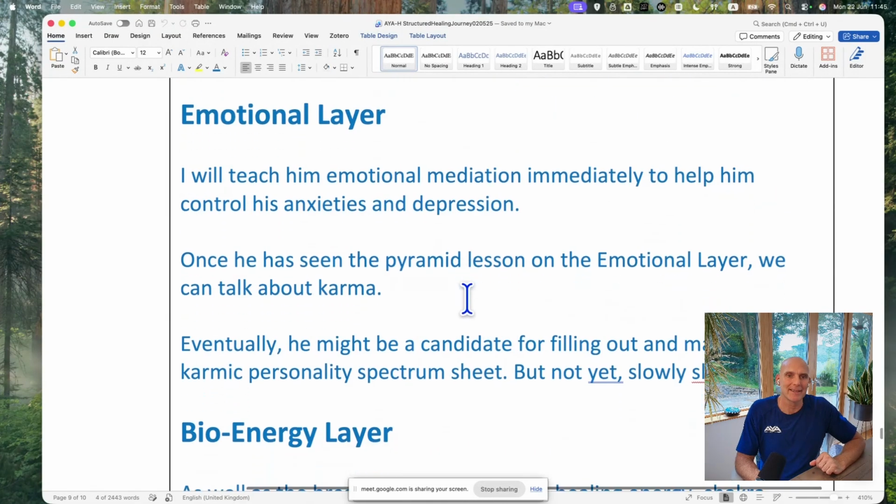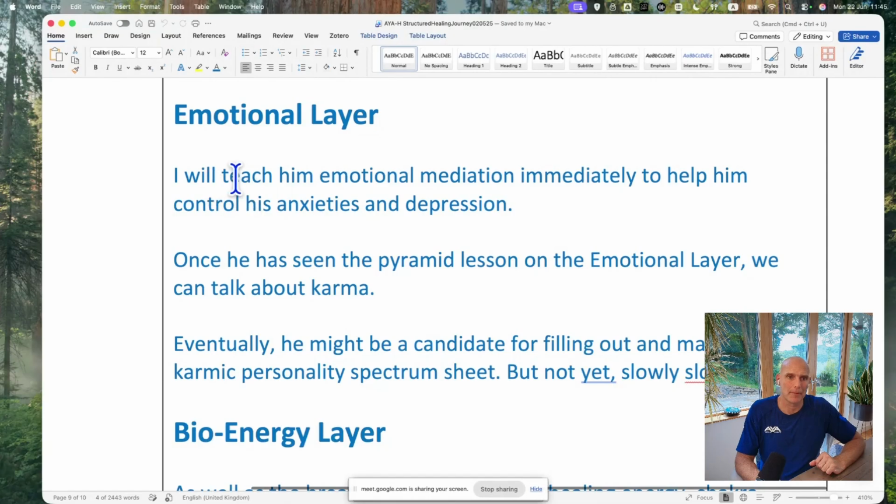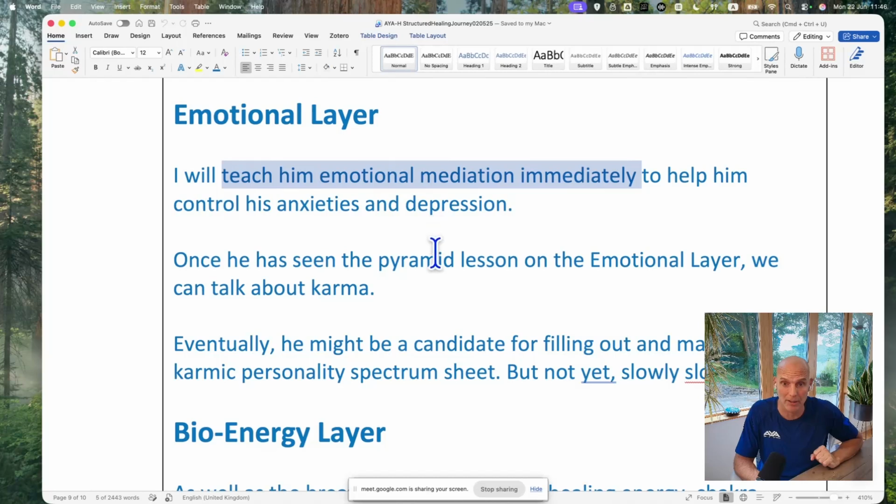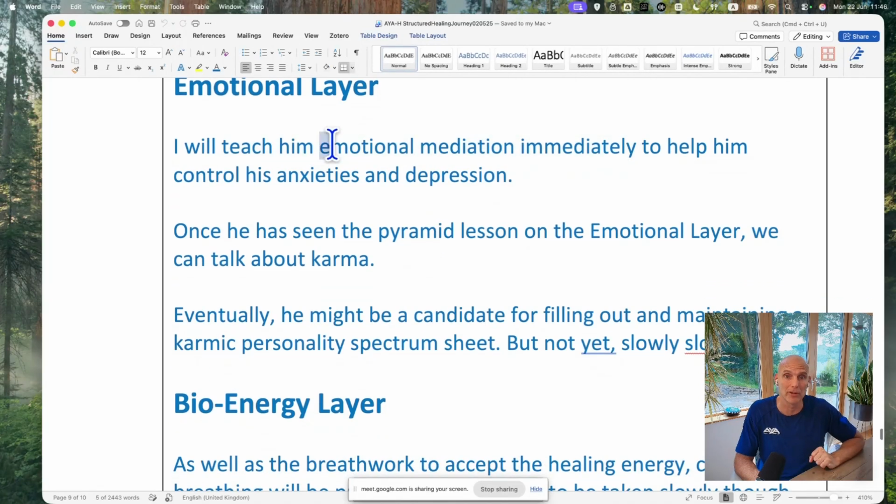Okay, and next is the emotional layer. So he'll need to be taught emotional meditation immediately to help him control his anxieties and depression. That will also stop him from producing more karma. So that's very important, that one, emotional meditation.